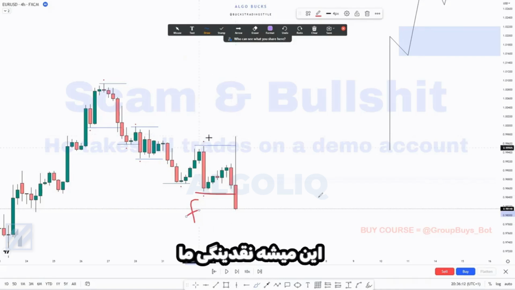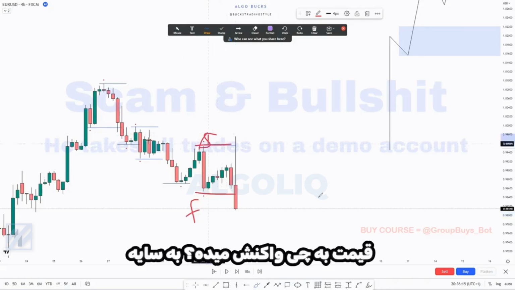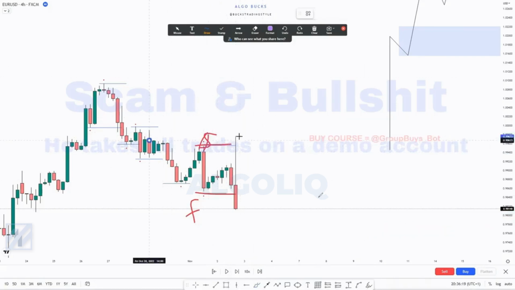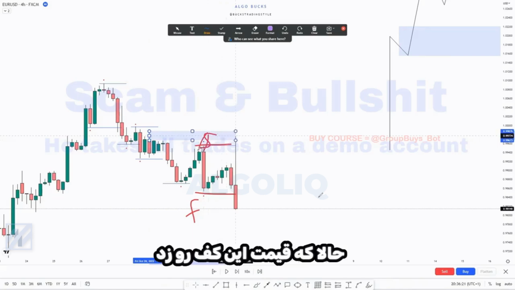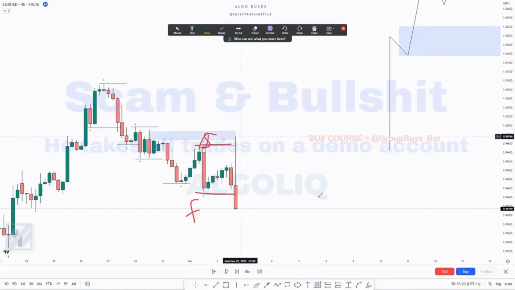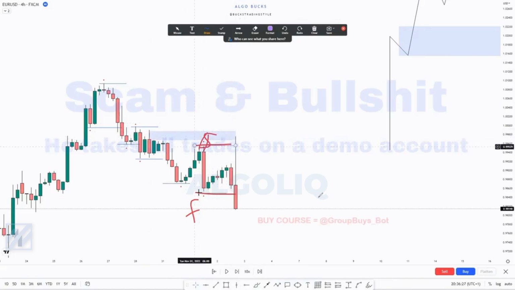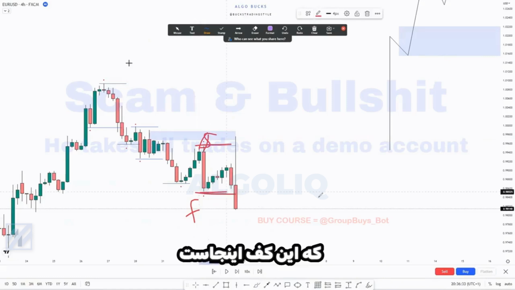So this becomes our liquidity. As this becomes our liquidity, what is price reacting to? Price is reacting to this candlestick wick. So as price looks at this low, price tries to take out this liquidity right here. You can get your trade from here to target the next liquidity level, which is this low right here.